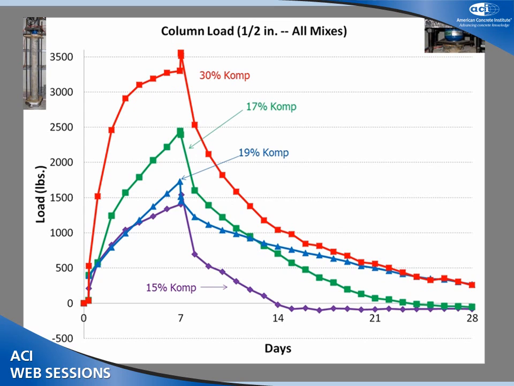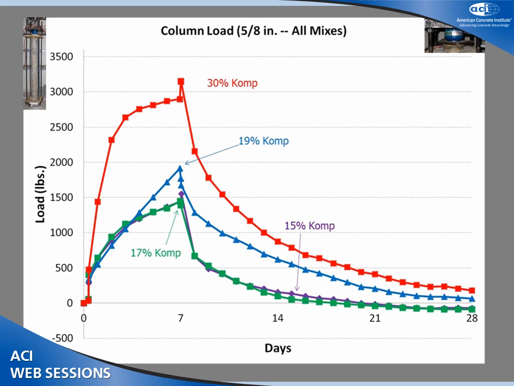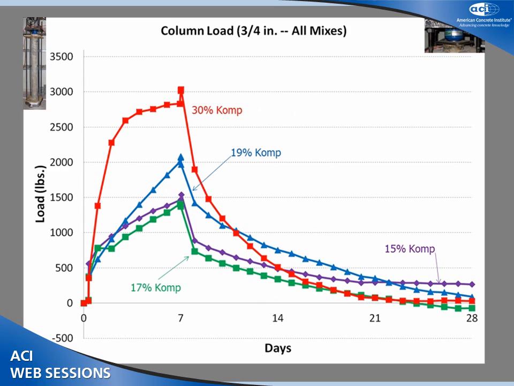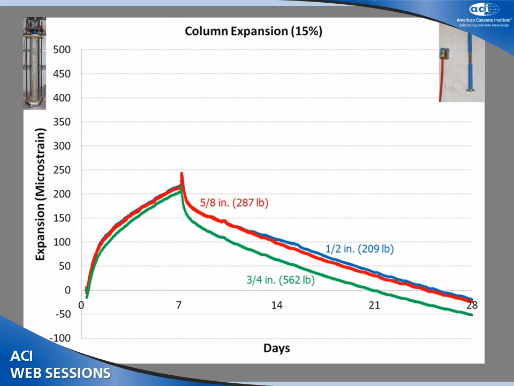Shown here is an overlay of all four mixed designs for the half-inch restraint, and the curves stratify in order of increasing percentage of component. A similar trend is shown for the 5/8 inch columns, with the 30% giving the highest and proceeding down in order. And finally, column load for the 3/4 inch restraint, showing the same general trend, spreading out according to increasing percentage of component.